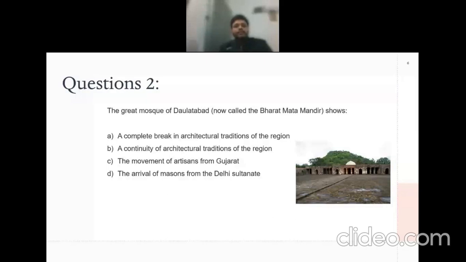So the first option is a complete break in architectural traditions of the region. Second is continuity of architectural tradition of the region. Third is the movement of artisans from Gujarat, or D, the arrival of masons from the Delhi Sultanate. Okay, Abhishek and Havila Rose, can you please answer? You can guess any of the options.